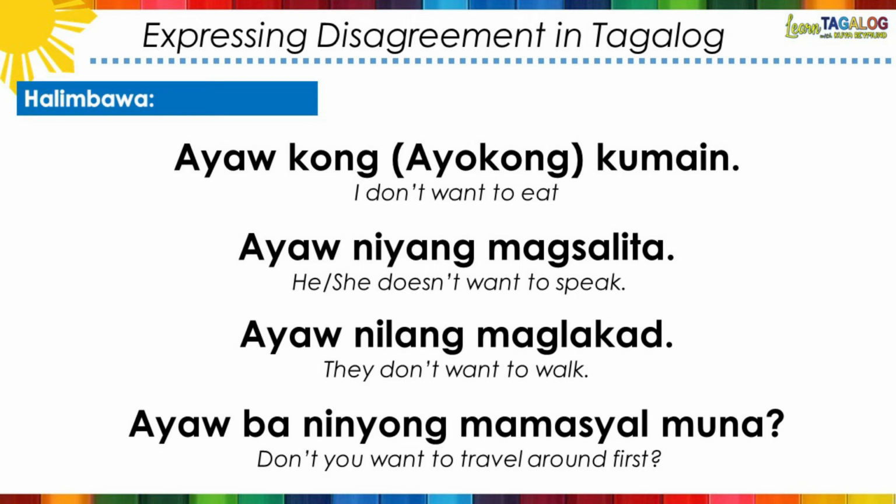Let us have the following examples. Ayaw kong kumain or ayokong kumain. That means I don't want to eat. Ayaw niyang magsalita. He or she doesn't want to speak. Niya is gender neutral. Ayaw nilang maglakad. That means they don't want to walk.